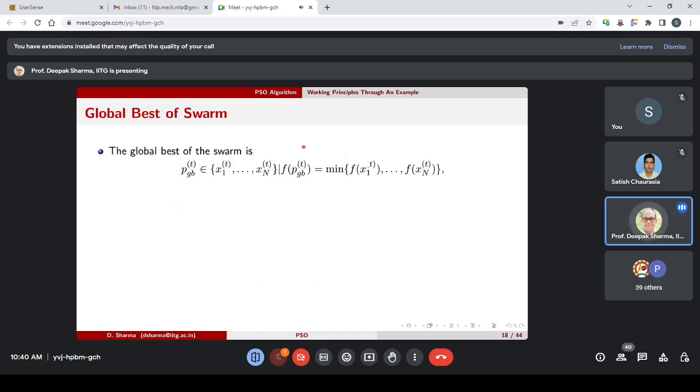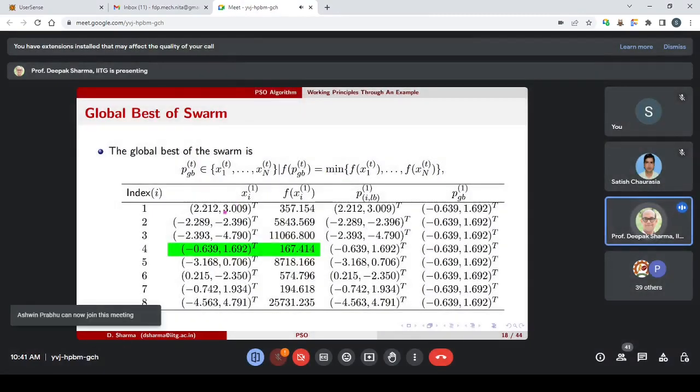Now let us find out the global best. As per our definition, we take all the local bests of n particles, and among them, whichever has the minimum fitness will become the global best. Now look at this table. The fourth column is the local best, and the fitness is given in the third column. If I compare all the fitness values, particle number 4 has the minimum fitness.